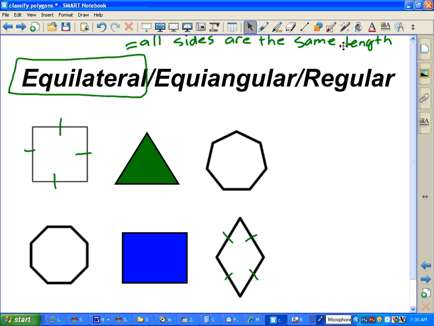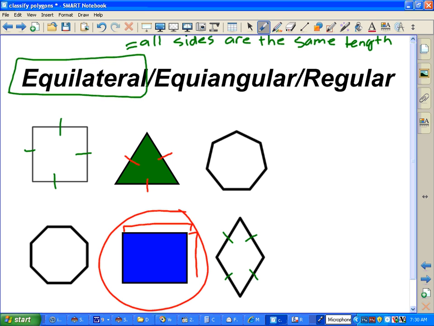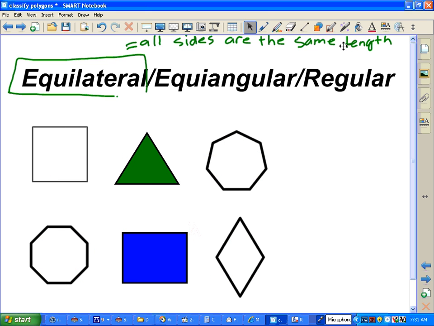Triangle here, equilateral. All these figures, except for this one, because obviously the way it looks, this side's longer than this side, are equilateral. These all look equilateral. Okay, and they have to tell you. Your book will try and trick you. They have to tell you it's equilateral. Just so you understand, all sides have to be the same for the figure to be equilateral.